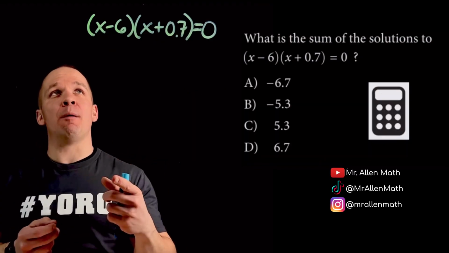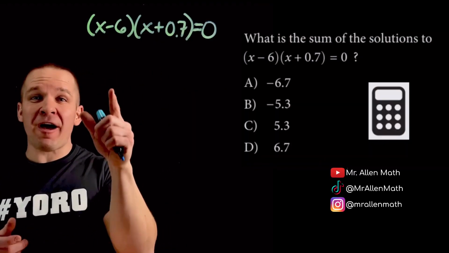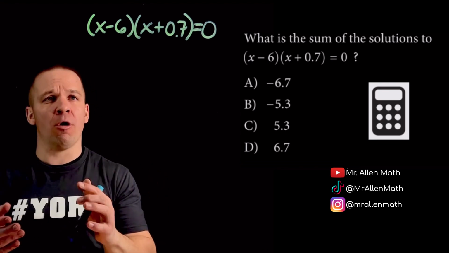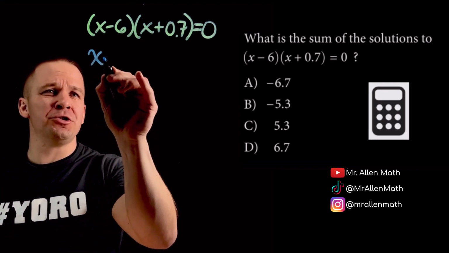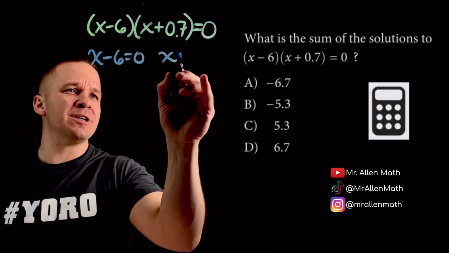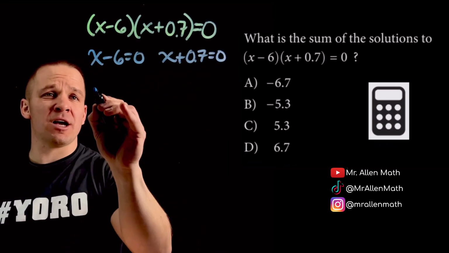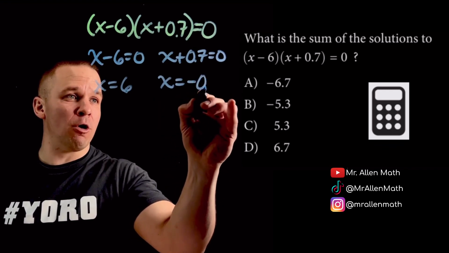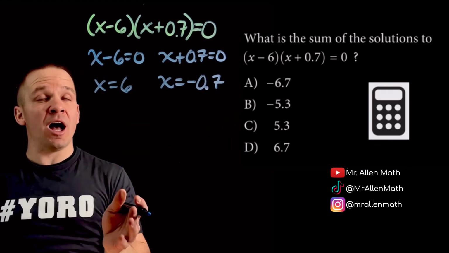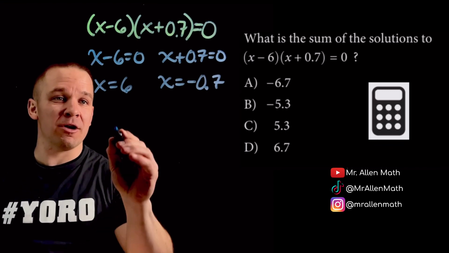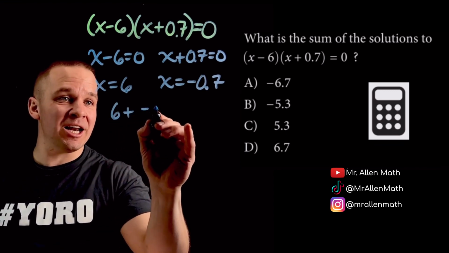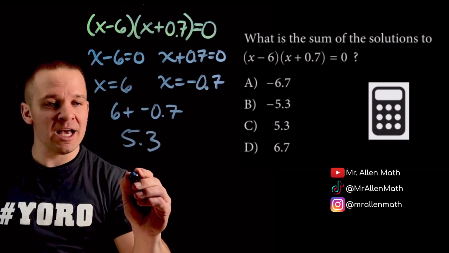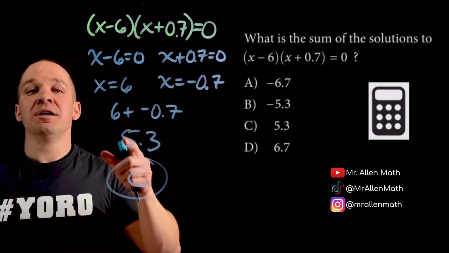What is the sum of the solutions of this factored quadratic equation? Ooh, wonderful that they put it in factored form. Have no fear. We set our two factors equal to 0. Now, when I solve, I'm going to get X equals 6, and I'll get X equals negative 0.7. If I want the sum, I'm just adding those two together. So 6 plus that negative 0.7, that's going to give me 5.3. My choice is C. That's cool. See you later.